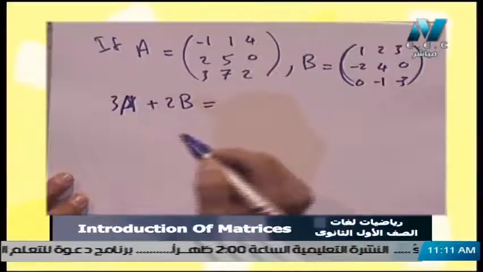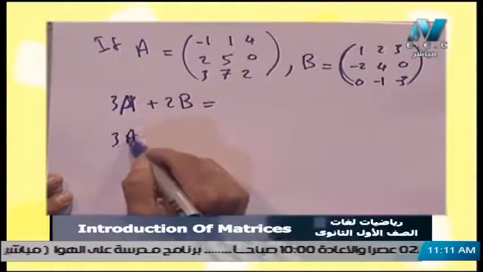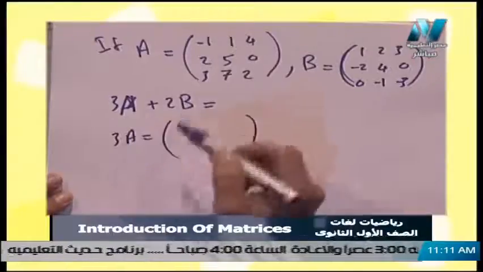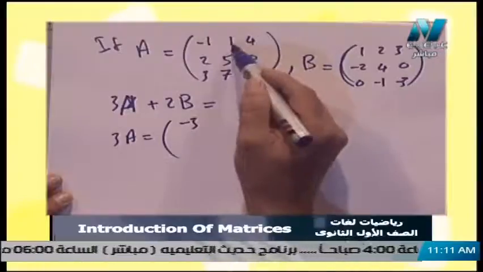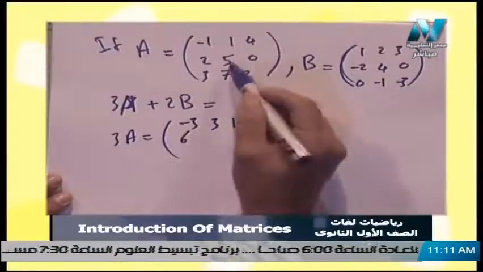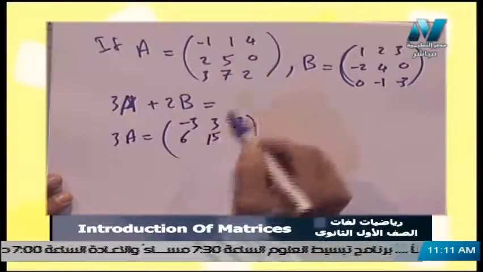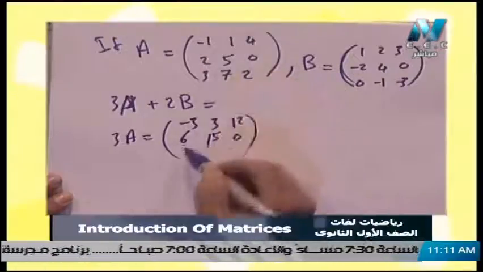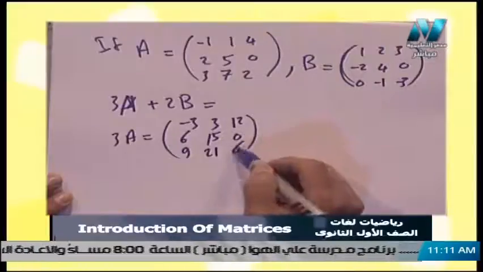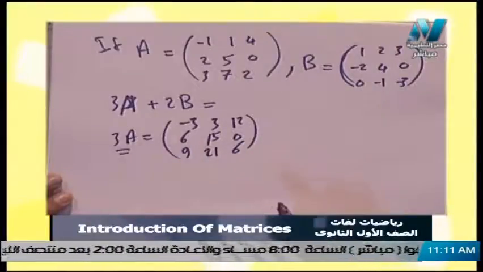Okay, we have this matrix A, so we'll find 3A by multiplying each element of A by 3. 3 multiplied by -1 equals -3. 3 multiplied by 1 equals 3. 3 multiplied by 4 equals 12. 3 times 2 equals 6. And 15, 0. 3 by 3, 9. 21 and 6. So it's 3A now.